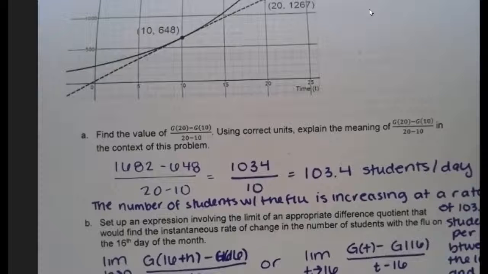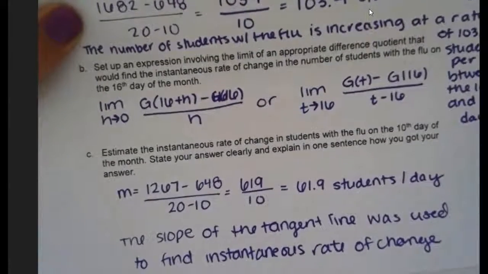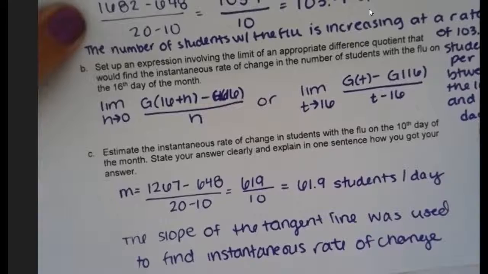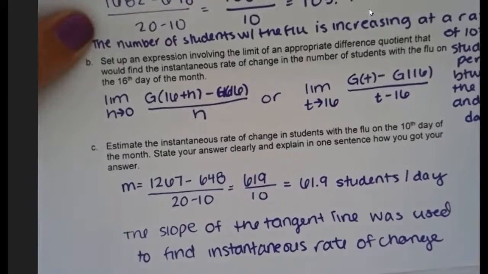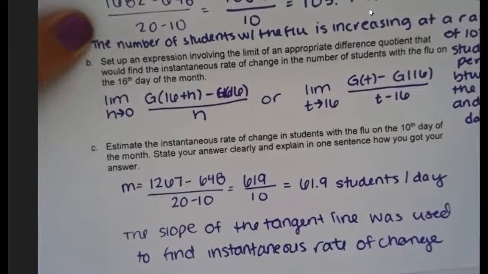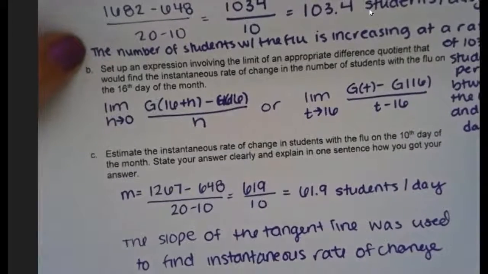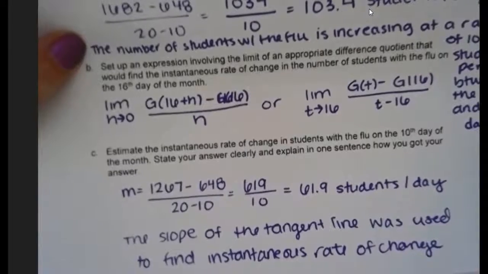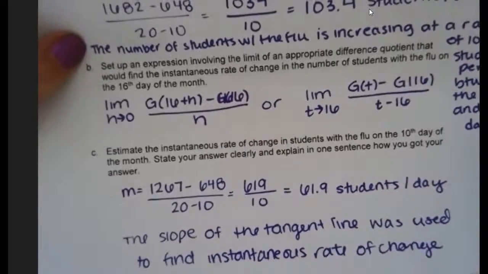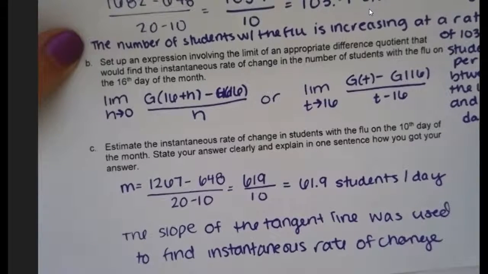This question didn't ask us to explain our answer in the context of the problem. This question just said, how did you get your answer? So it was like asking you why we did what we did. So if you wanted to put your answer in terms of the context of the problem, then yes, it would be: the number of students with the flu is increasing at an instantaneous rate of 61.9 students per day on the 10th day. So what that means is the exact change on day 10 is 61.9 students.